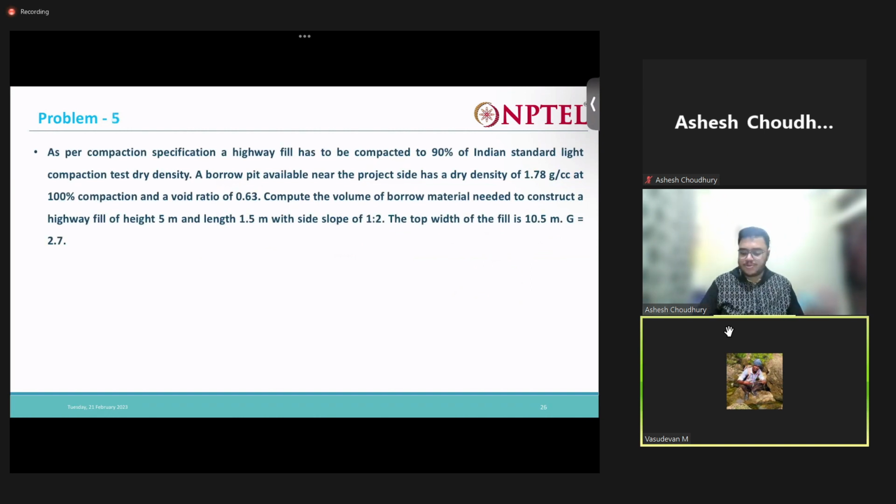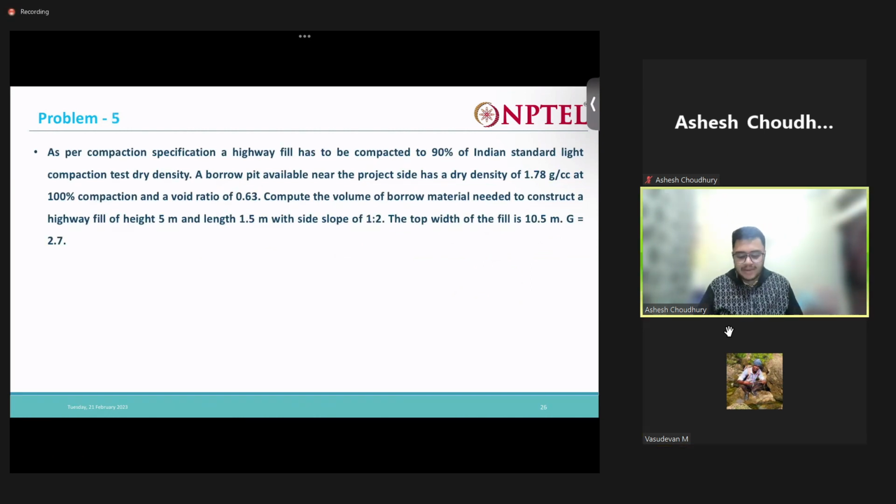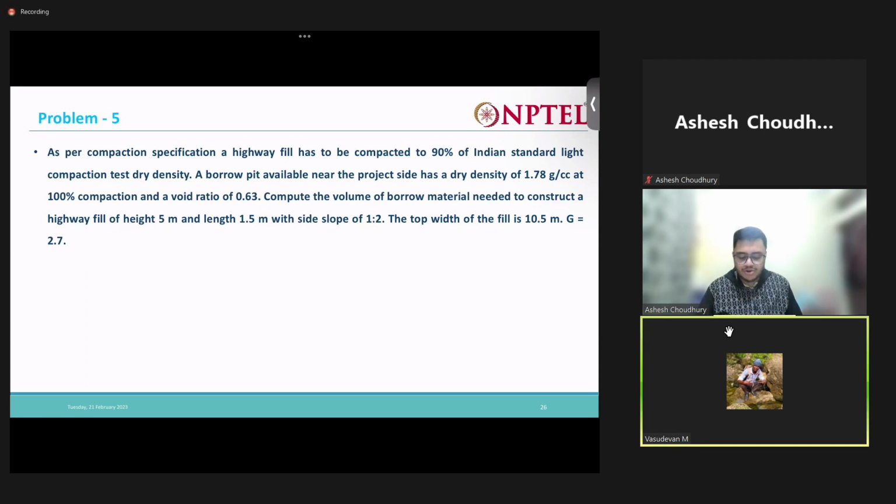So let us look into the next problem. As per compaction specification, a highway fill has to be compacted to 90% of the Indian Standard light compaction test dry density. A borrow pit available near the project site has a dry density of 1.78 gram per cc at 100% compaction and a void ratio of 0.63.